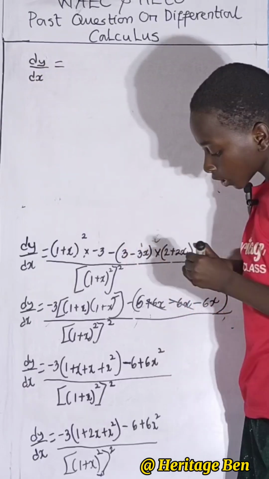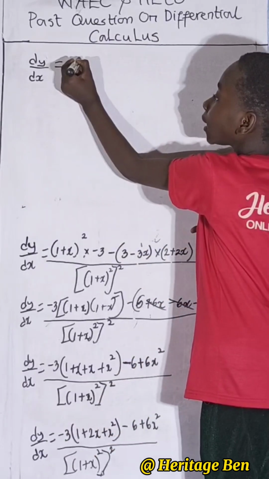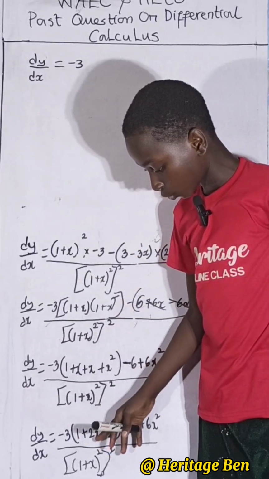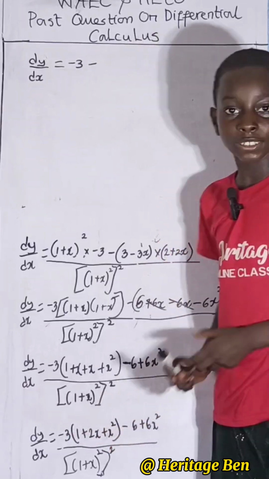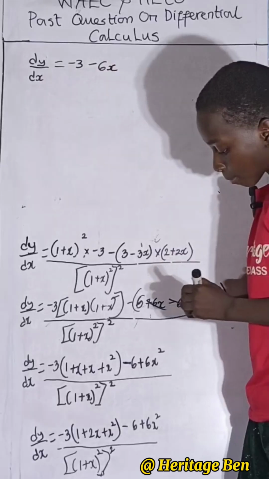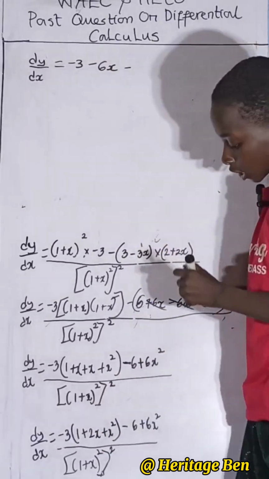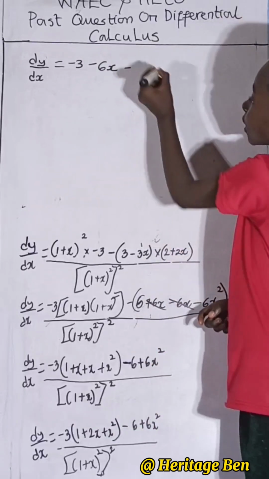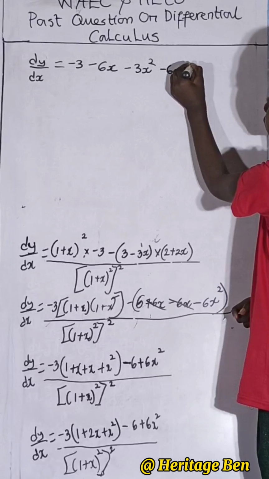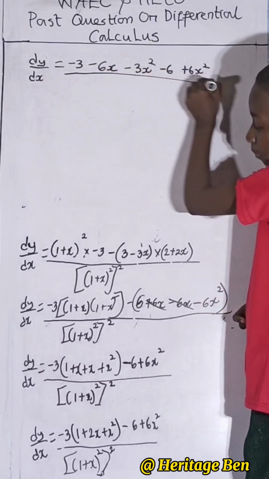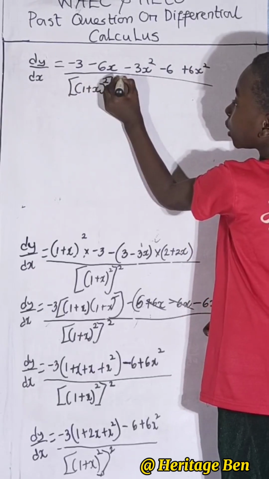So dy/dx is equal to, now let's use minus 3 to multiply this. Minus 3 times 1, minus 3, minus 3 times plus 2x, minus 6x, minus 3 times plus x squared, minus 3x squared, minus 6 plus 6x squared, divided by ((1 plus x) squared) all squared.